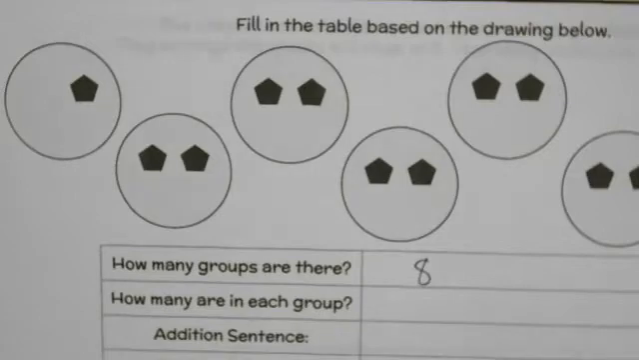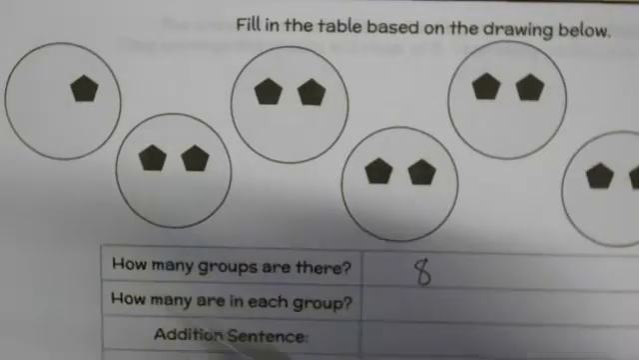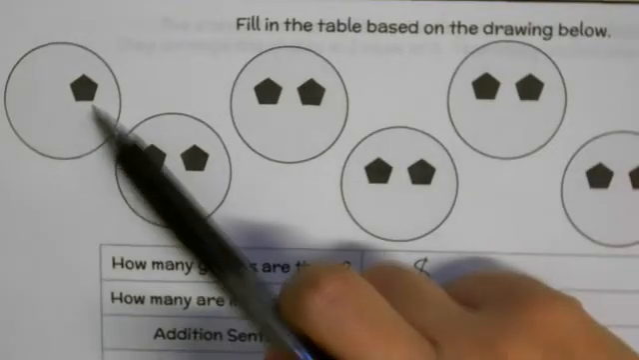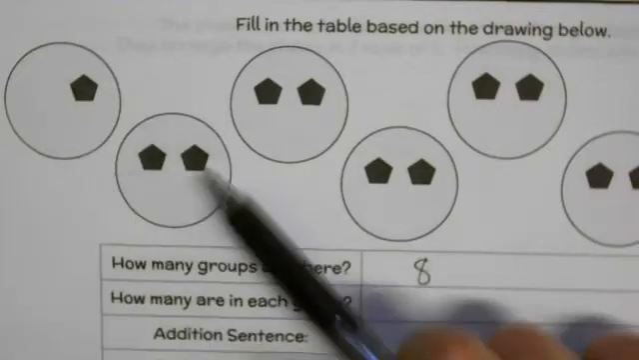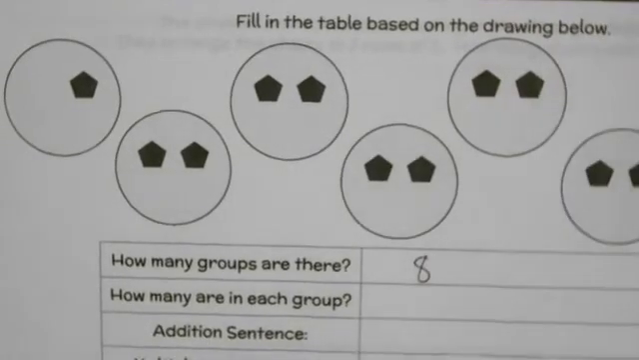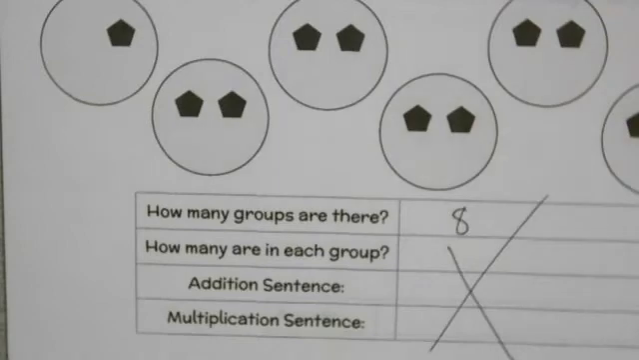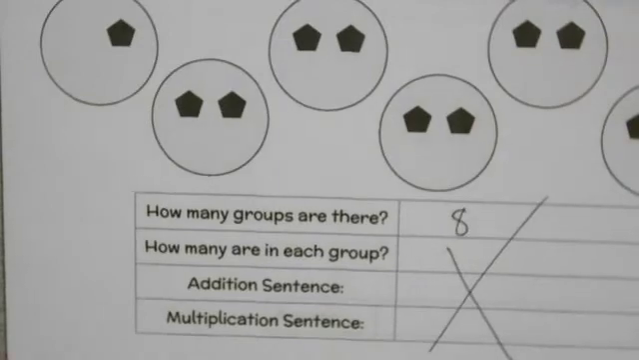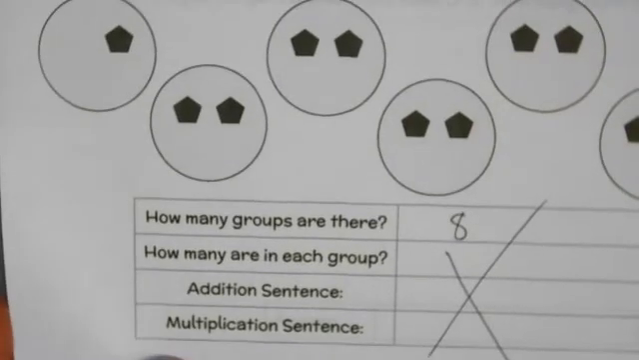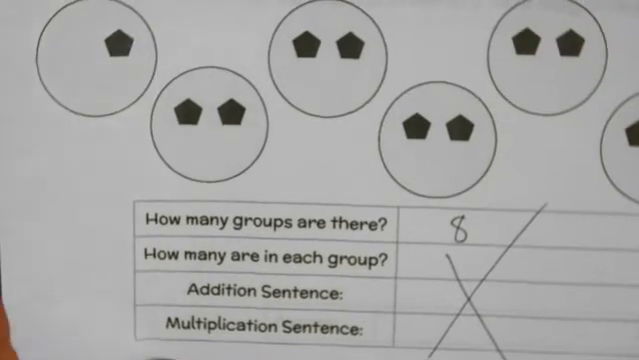So this one was here to trick us. If we don't have the same amount in each group, this one only has one and all the rest have two, then we can't make a repeated addition sentence or a multiplication equation. So I'm going to X that right out because they were trying to trick us there. We don't have equal groups. If you don't have equal groups, you can't make a multiplication problem.